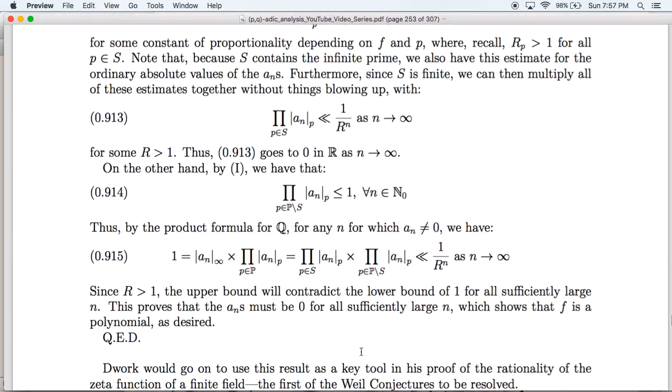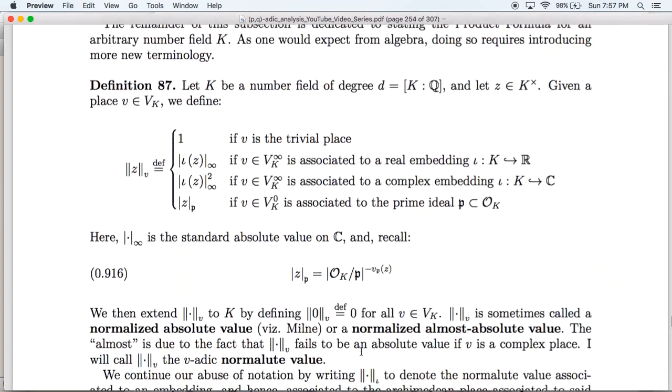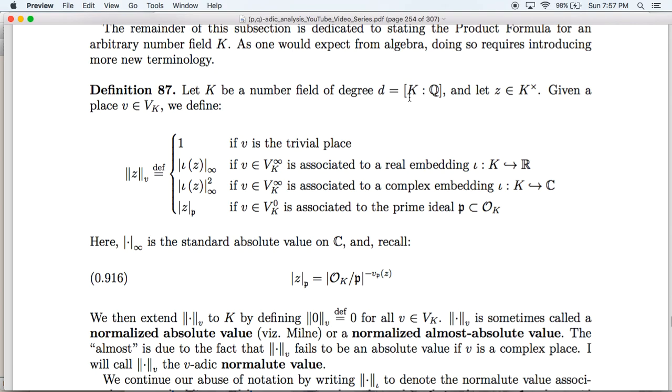And so this leads to the notion of a normalized absolute value. Let K be a number field of degree D, and let Z be a non-zero element of K. Given a place V in V_K, I'm going to write this to denote the following. It's going to be 1 if V is the trivial place.